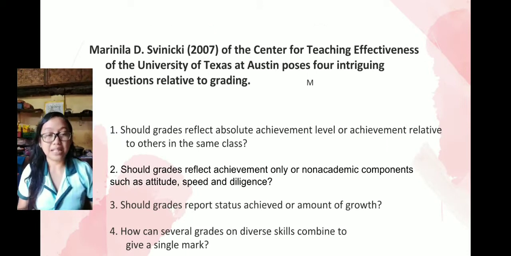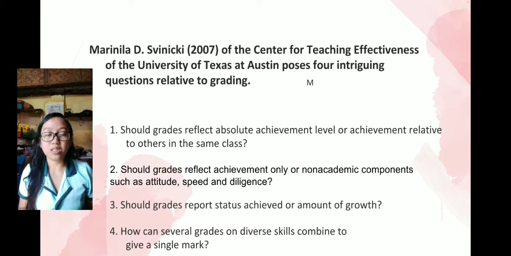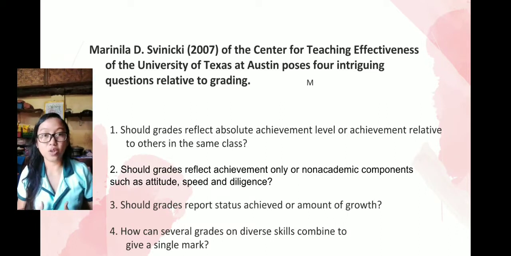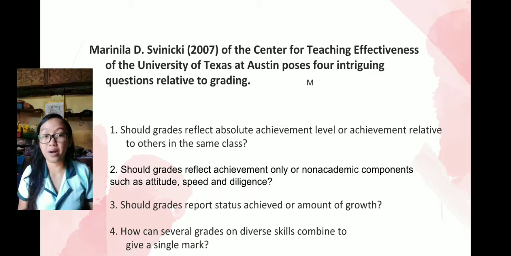According to Marilla Svinicki, 2007, Center for Teaching Effectiveness at the University of Texas at Austin, there are four intriguing questions. These questions are: number one, should grades reflect absolute achievement level or achievement relative to others in the same class? Number two, should grades reflect achievement only or non-academic components such as attitude, speed, and diligence? Number three, should grades report status achieved or amount of growth? And number four, how can several grades on diverse skills combine to give a single mark? These questions will be discussed this morning.